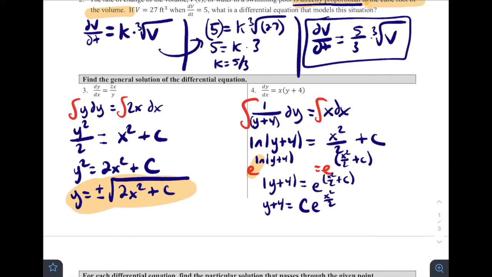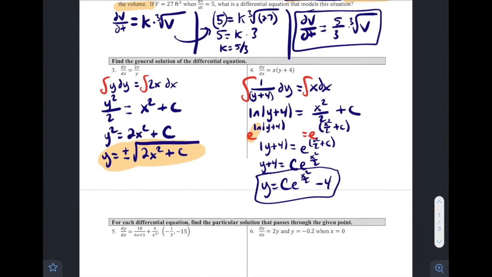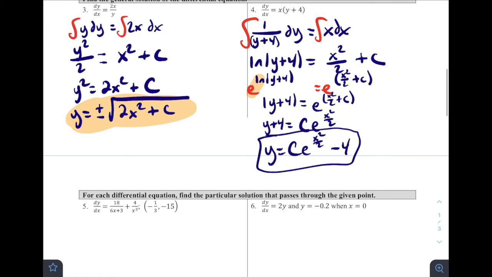But our last step here is we're going to subtract 4 on both sides to get our final answer, which is y is equal to c times e to the x squared over 2 minus 4 for problem number 4. Nice. Let's take a look at problem number 5.